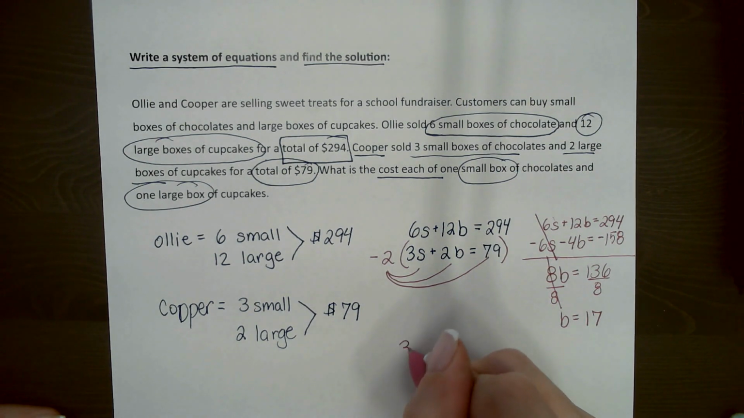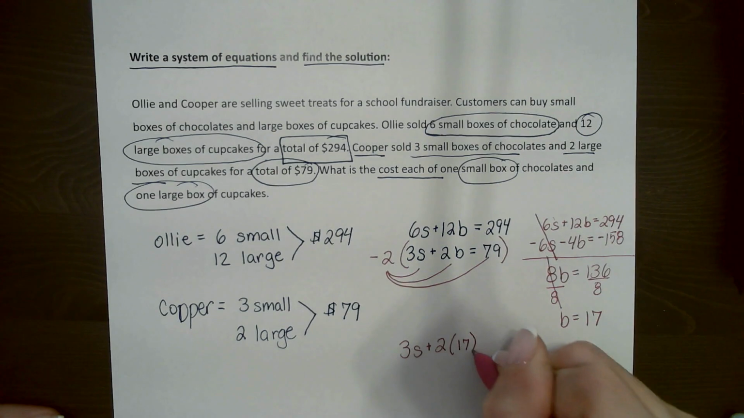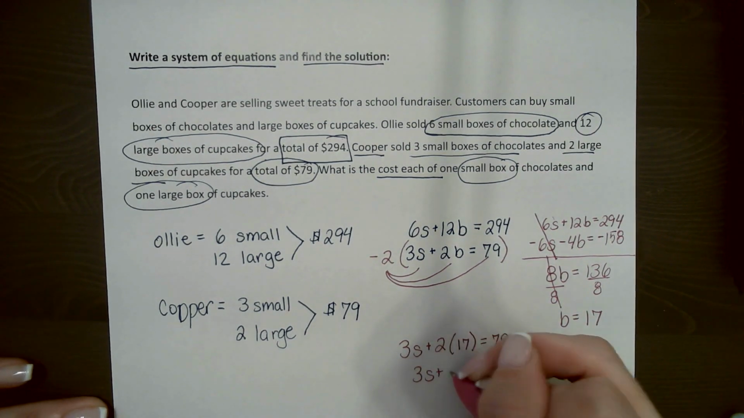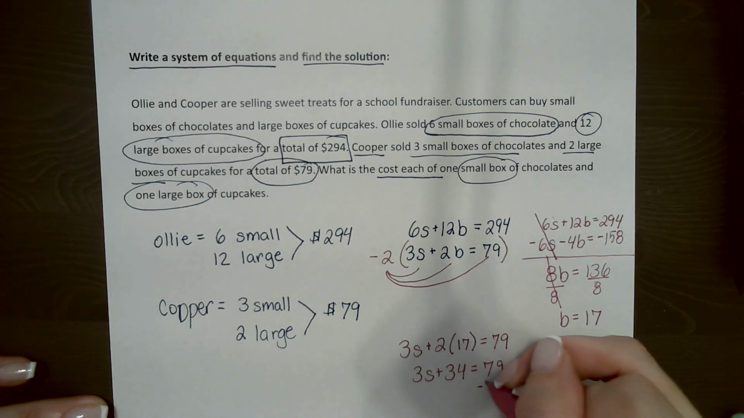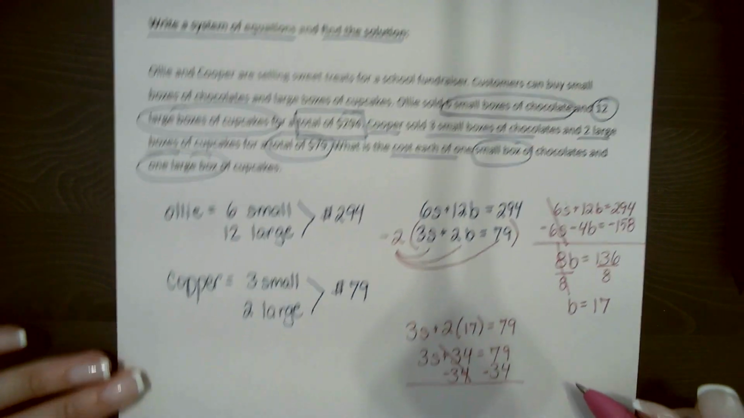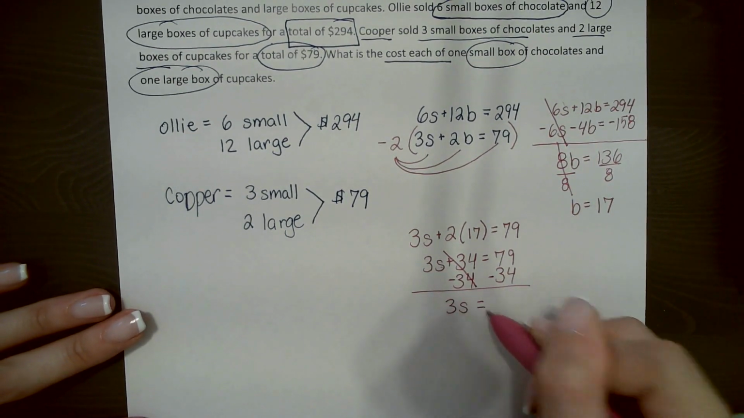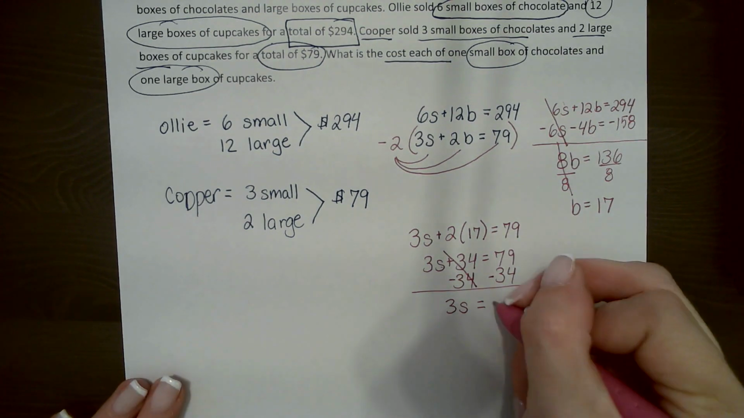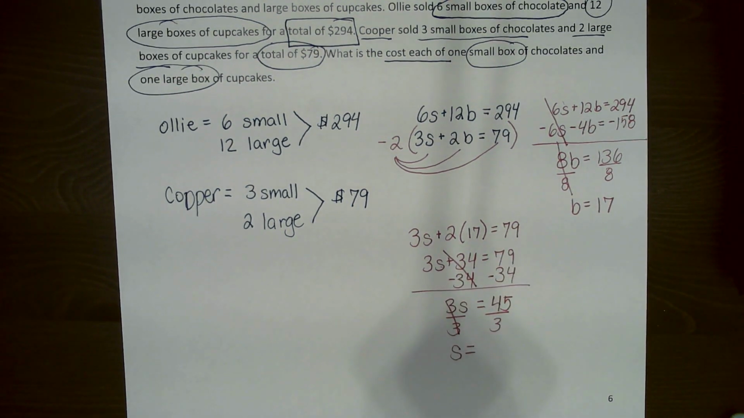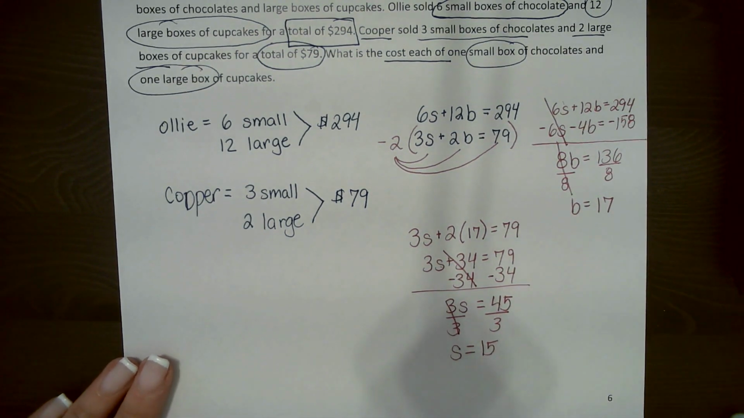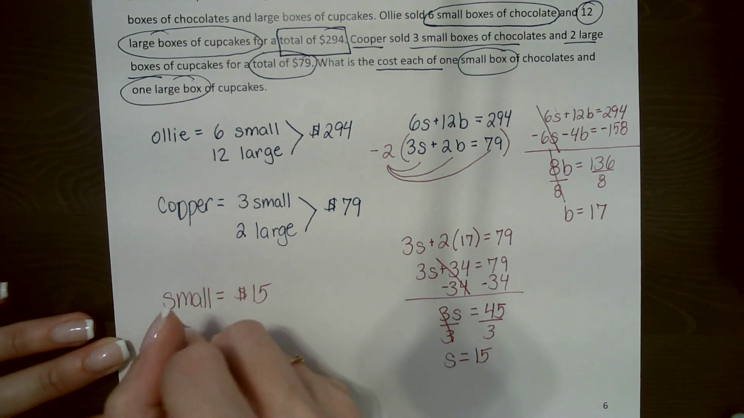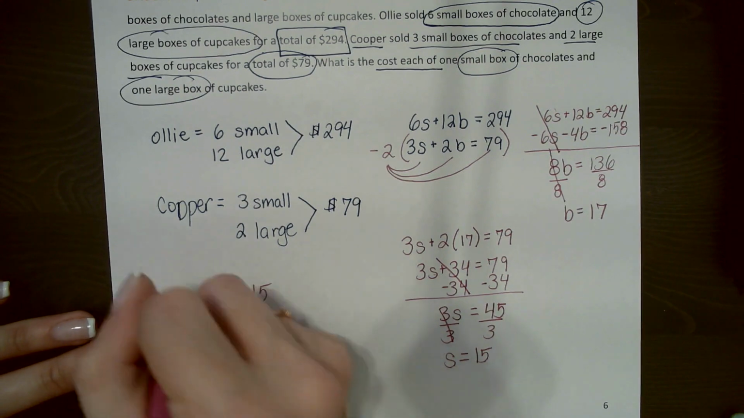Now that we know what the big boxes cost, we can plug it into our equation to find the small box price. So 3s plus 2 big boxes equals $79. So 17 times 2 is 34. So 3s plus 34 equals 79. Let's subtract 34 to move it over to the other side with the constant and get our variable alone. So that becomes 3s equals 79 minus 34, which is 45. Divide by 3, and the small box of chocolates costs $15. So our small box full of chocolate is $15, and our big box full of cupcakes is $17.